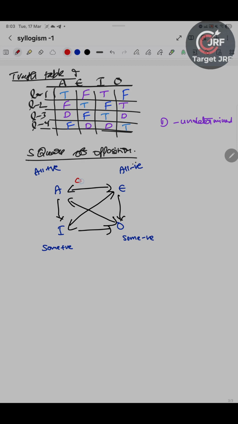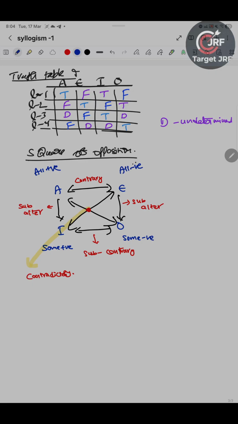Here this is a contrary, this is subaltern, this is also subaltern, that means subalternate, and this is subcontrary, and these two lines are called contradictory.